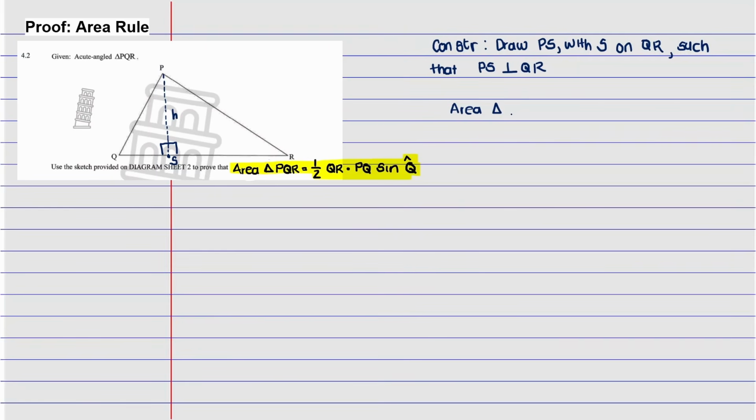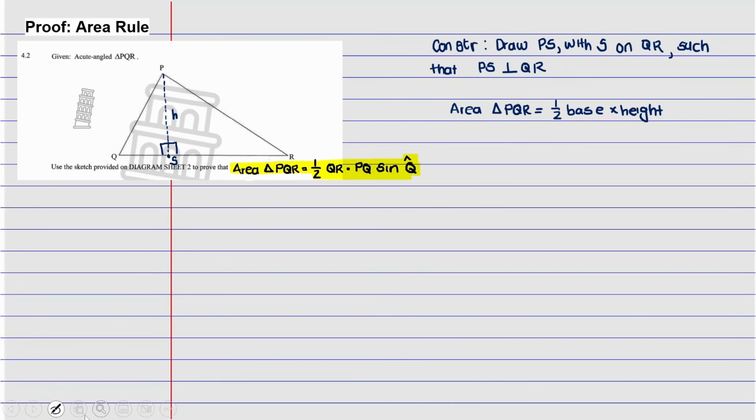So we know the fact that the area of triangle PQR is equal to what? It is equal to half base times height, right? So that's what we know. We know the fact that the area of this is going to be half base times height. So with that said, we know the fact that it's half base times height.